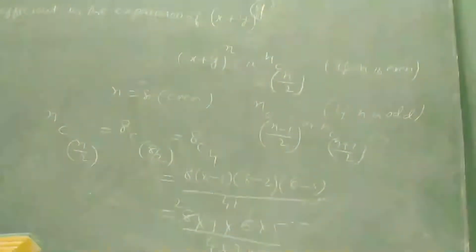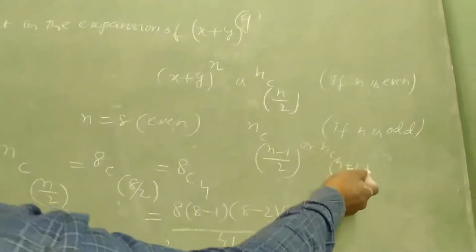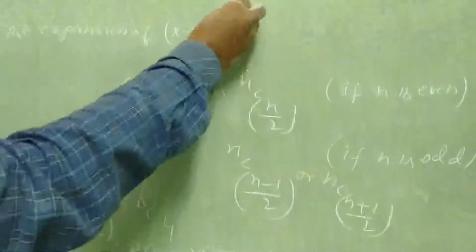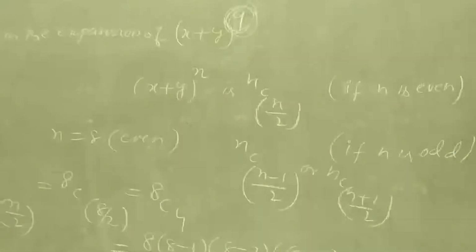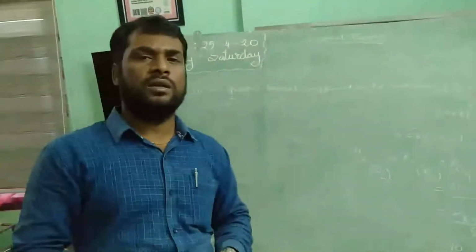Now suppose here 9 is given. Now which formula do we select? We select either nc (n minus 1) by 2 or nc (n plus 1) by 2, because here 9 is an odd number. Okay children, this is another shortcut to find the greatest binomial coefficient.